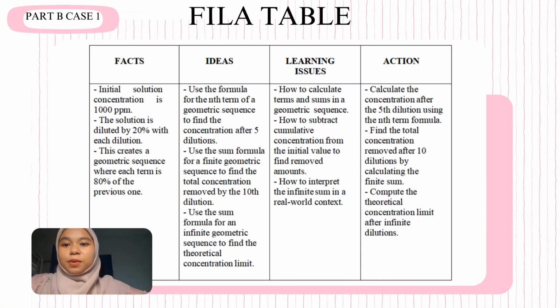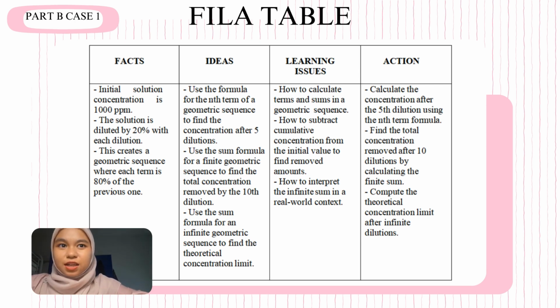Okay, next I'll be explaining the filler table part B case 1. Let's start with the facts. The initial solution concentration is 1000 ppm. Each dilution reduces the concentration by 20%, meaning that each term in the sequence becomes 80% of the previous one. This forms a geometric sequence where the common ratio is 0.8.